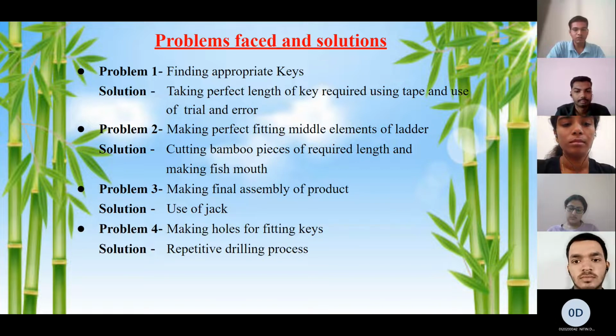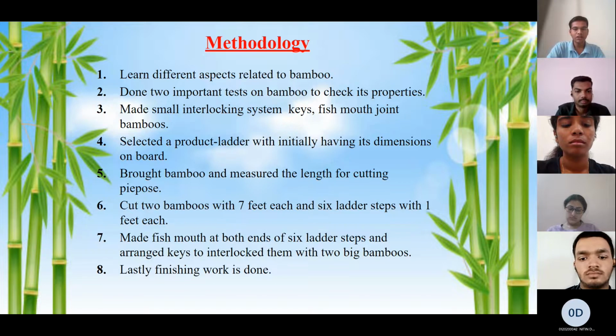Then problem four is making holes for fitting keys. The solution for that is that by doing the repetitive drilling process, we will make an appropriate hole in which the key fits correctly. The hole should not be larger than the key, otherwise we have to replace the bamboo and it will create unnecessary waste. So next I would like to hand over to Mangesh.